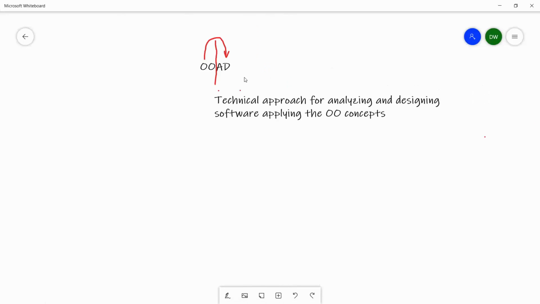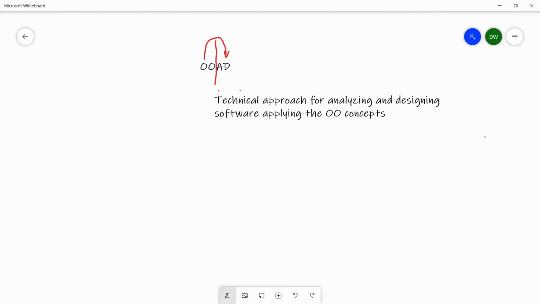If you are asked to write the definition of object-oriented analysis and design, write that it is a technical approach for analyzing and designing software, applying the object-oriented concepts, right? So that is the meaning of object-oriented analysis and design, right?